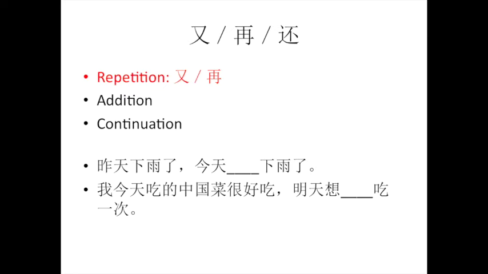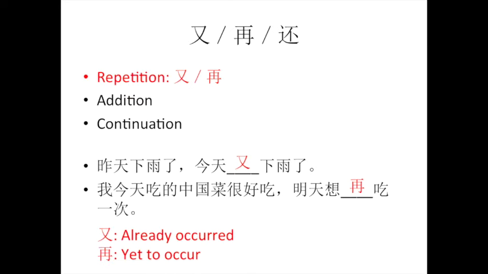Can you tell in these two sentences which one would use 又 and which one would use 在? 昨天下雨了，今天又下雨了。我今天吃的中国菜很好吃，明天想再吃一次。I hope you did it right. How do we know when to use 又 and when to use 在? It depends on whether the repeated action has already occurred. If it has, we use 又. If it has not yet occurred, we use 在.